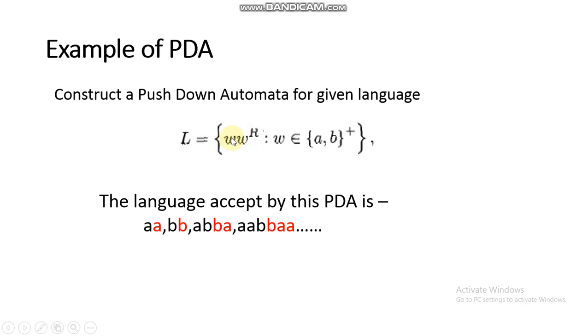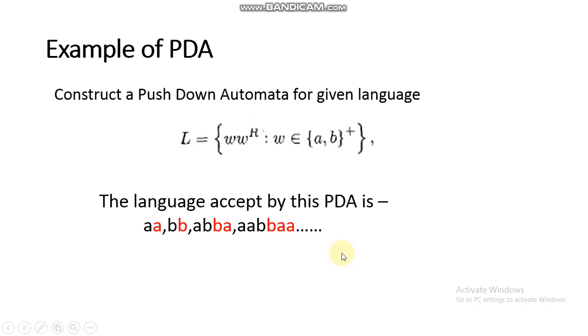Basically, what is the meaning of W reverse? The string in the first part, and the second part is the reverse of the first part. Like some examples I have given: a b b a, b a b a a b b a a. The black part represents W and the other part represents W reverse. If the first part is a, then the reverse part is also a. Similarly, if the first part is b, the reverse is also b. If the first part is a b, the reverse of a b is b a. Similarly with a a b, the reverse part is b a a.